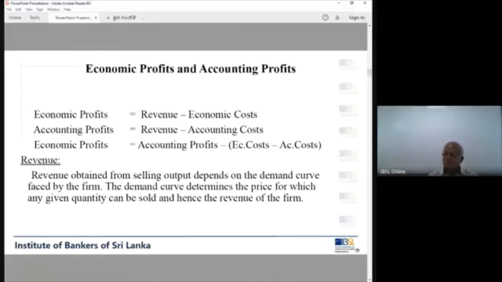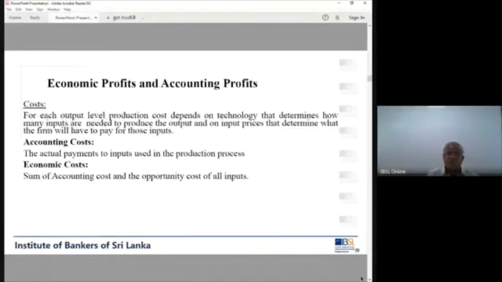Revenue minus economic cost is the economic profit. What is accounting profit? Revenue minus accounting cost. Very easy to calculate: electricity charges, water charges, the rent, the salaries and wages, interest payments, direct. Economic cost is accounting cost plus something.